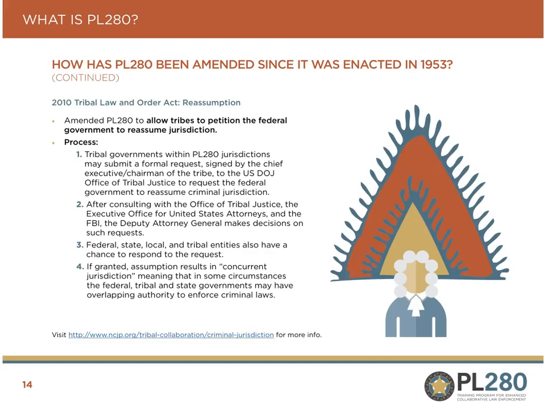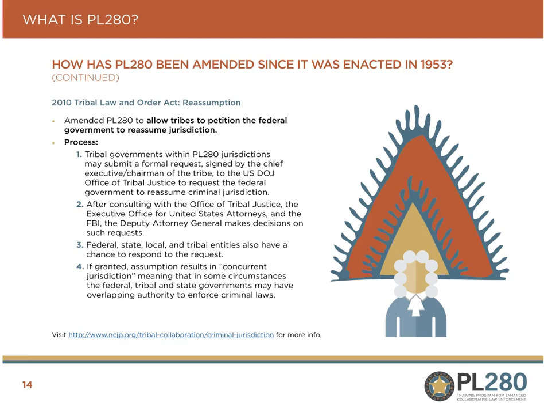The second important way that PL280 has been amended since it was enacted in 1953 is through the Tribal Law and Order Act of 2010, which allows tribes to petition the federal government to reassume jurisdiction. This may sound kind of similar to retrocession, which we just discussed, but in retrocession, the tribe and the state opt to end the state's PL280 jurisdiction overall, whereas reassumption from the federal government results in concurrent jurisdiction, which we'll get to in a second.